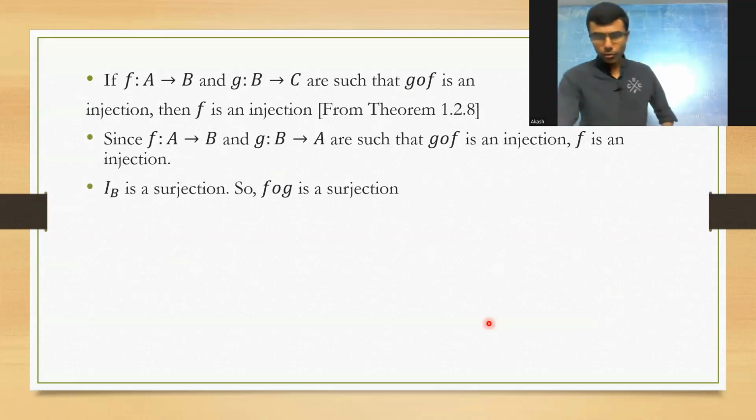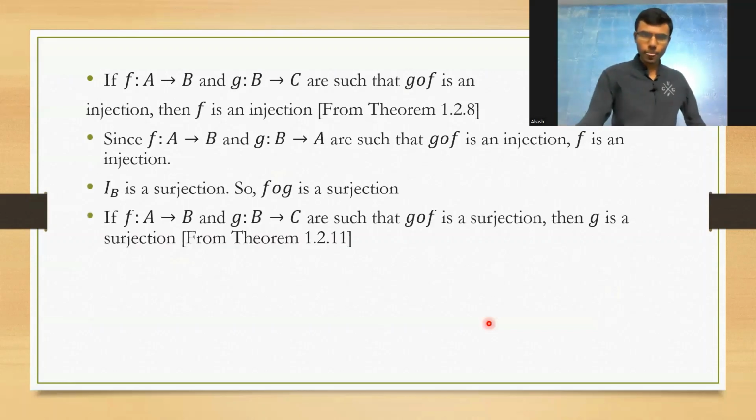Now, another theorem. What does this theorem state? I have given the reference number, theorem 1.2.8. You can refer to it in the textbook. If f maps A to B and g maps B to C are two functions such that g circle f is a surjection, then g is a surjection. Right? Meaning the latter function will become a surjection if f and g are two functions.